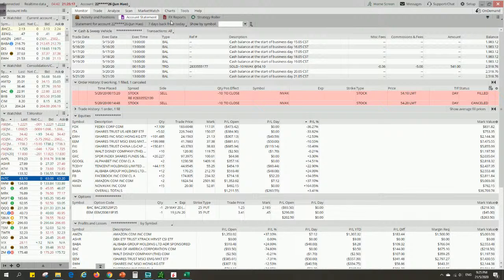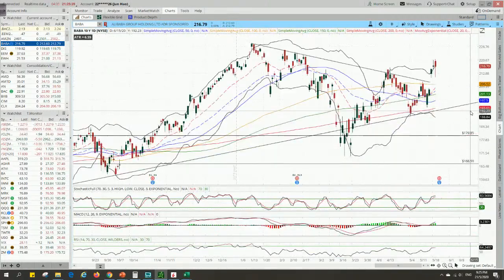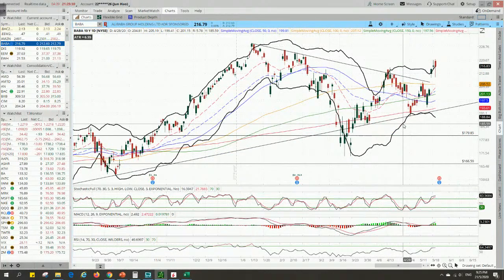Johnson, you are saying that Baba is going to be a ride today. We'll have to see how it goes. It closed 216 yesterday, and currently pre-market it has been down. So perhaps it could be due to news that the US is threatening to delist China stocks. So that could be one reason why. Well, we never know the exact news anyway. So we just have to see how it goes.